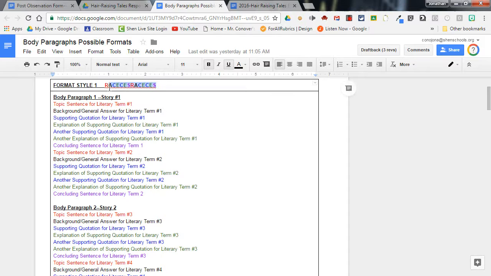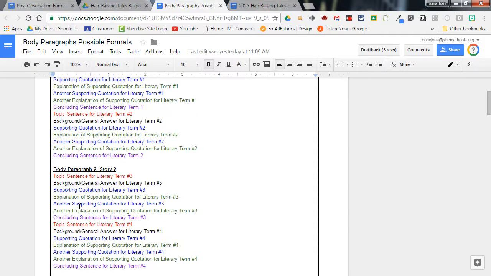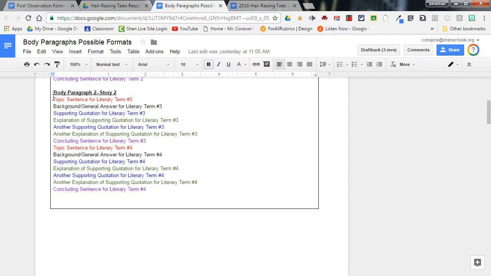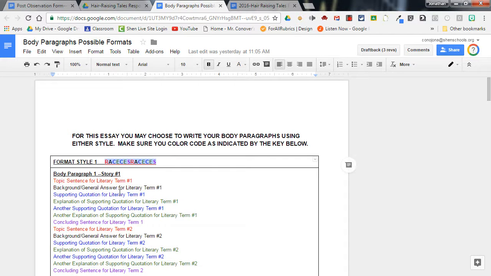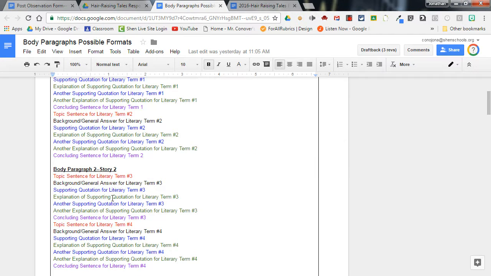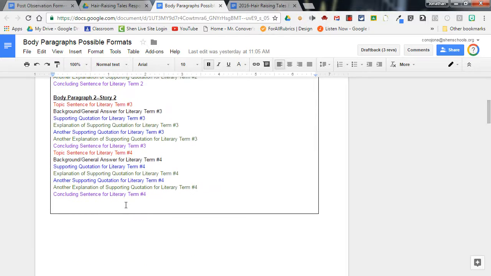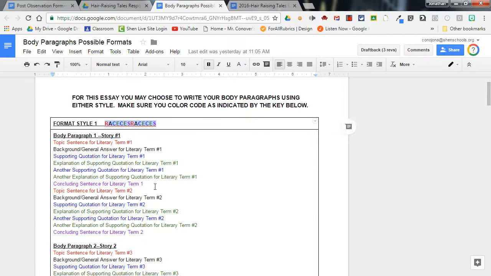The format is RACES, RACES for one story in body paragraph 1, and in body paragraph 2, it is color coded as RACES, RACES, a double paragraph, if you will. Story 1 has literary terms 1 and 2, story 2 has literary terms 3 and 4. Please refer back to this if you can.